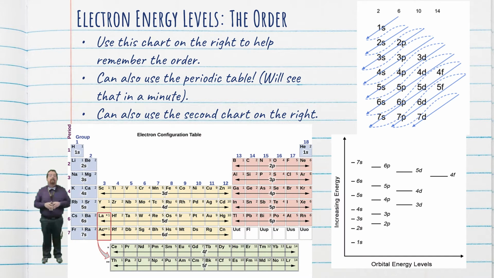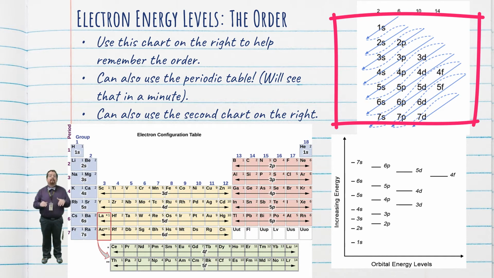The order of the energy levels these electrons fall into is extremely important for later discussions about how the atoms will bond, since the outermost electrons, or valence electrons, are the only ones that participate in chemical bonding. To help you remember that order, you could use any of these 3 methods.